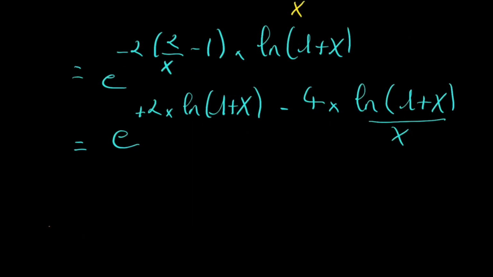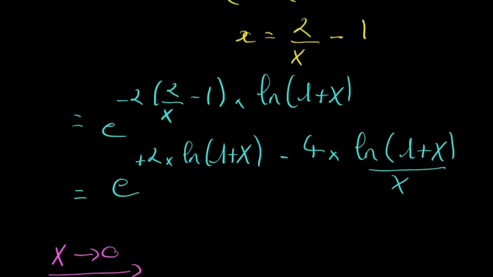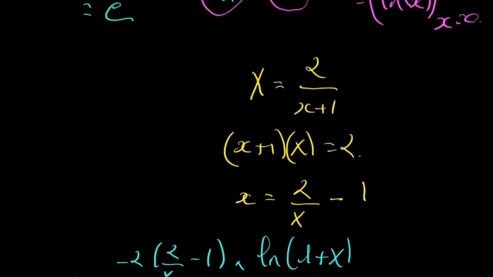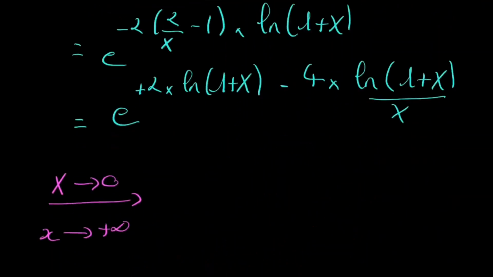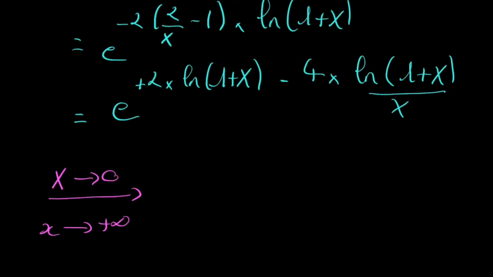And we now just have to take the limit. So the limit when capital X tends to 0, because this is the same limit as when x tends to plus infinity, because x tends to plus infinity implies capital X tends to 0, because 2 over plus infinity is equal to 0. So the limit we are looking for is equal to the limit when capital X tends to 0. This is called a change of variables.